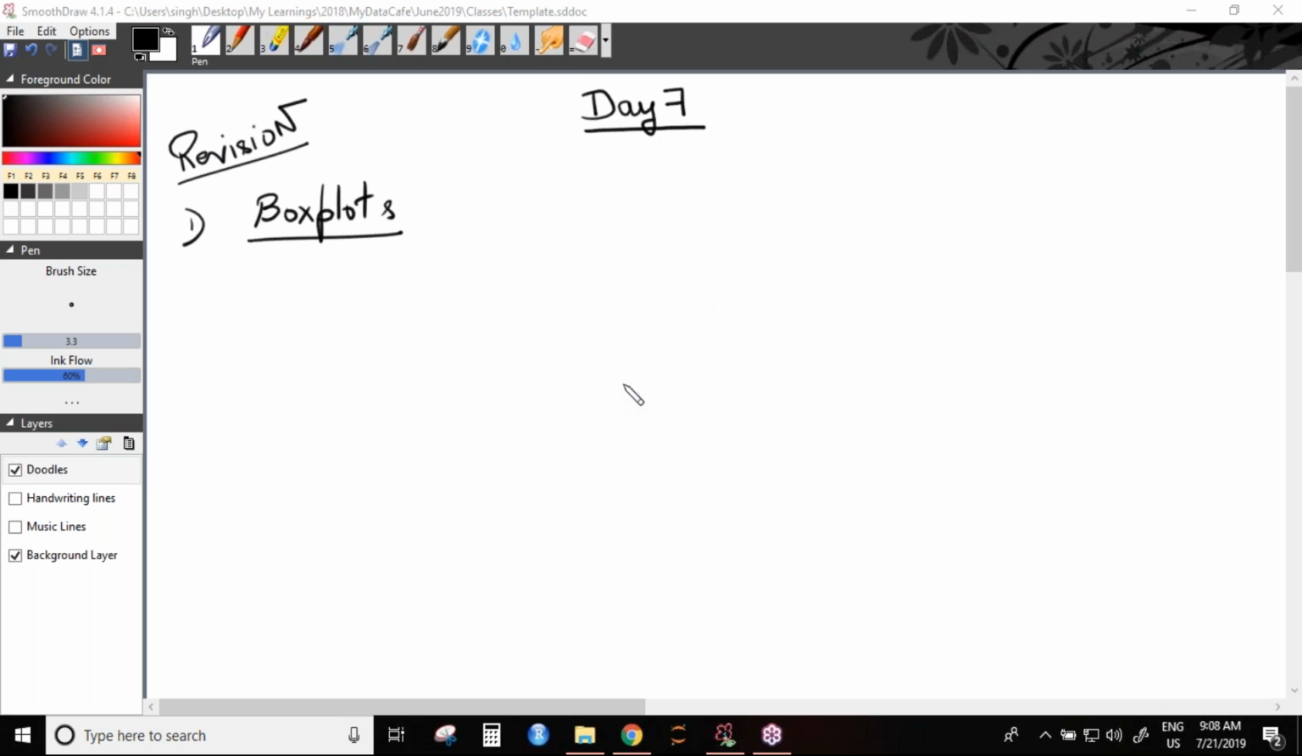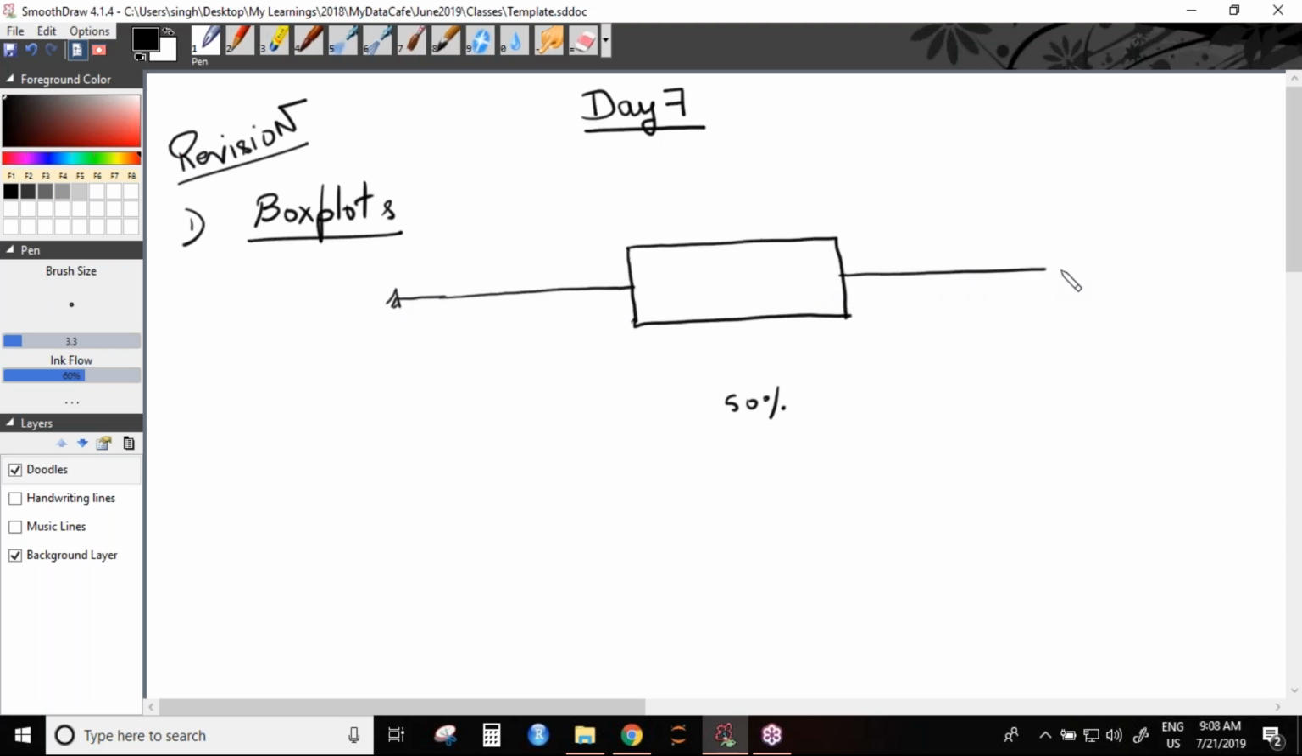So how does it look? It looks like a box. I'll draw a box. It looks something like this. I've drawn it horizontally. So this is a box. 50% of the data is contained in the box. And it has a few lines like this, which are known as whiskers.